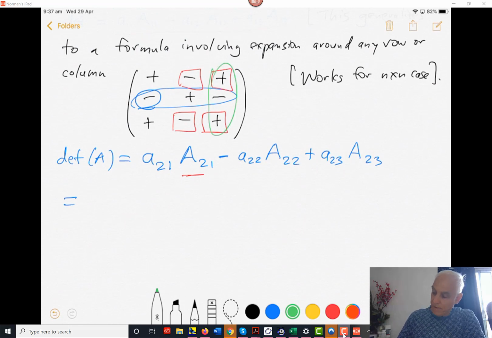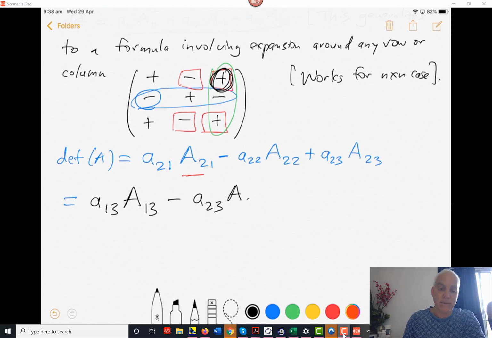So the first entry would be A13. That's that entry right there. And we have to multiply by its corresponding minor, A13. And there's a plus sign because there's a plus sign on that checkerboard in that position. And then below it, the A23 entry gets a minus sign and the associated minor A23. And then that's that one there. And then finally A33 times its associated minor A33.